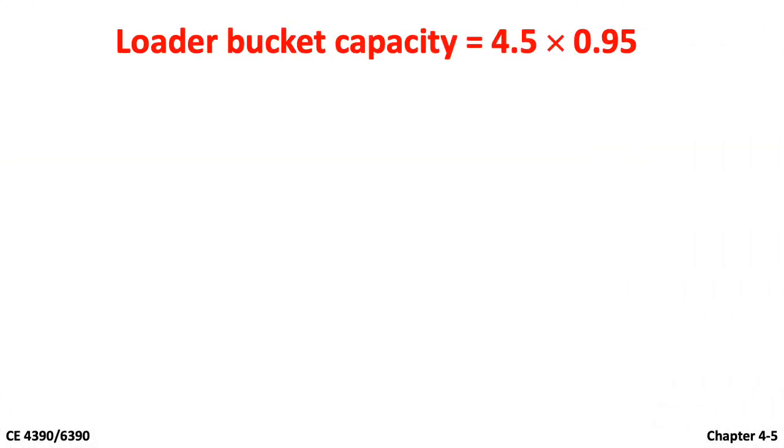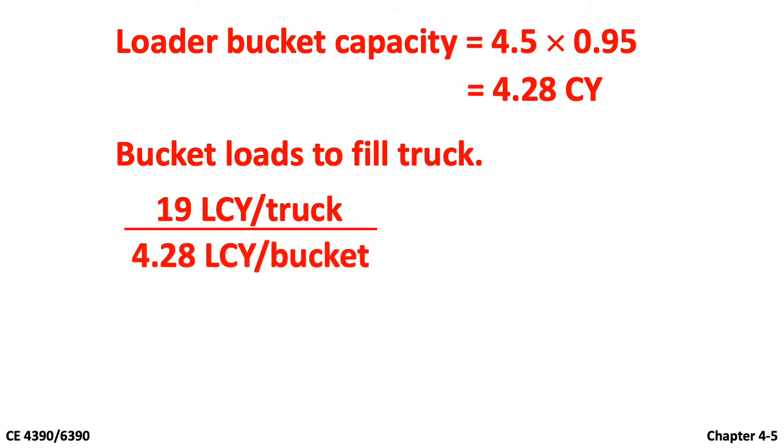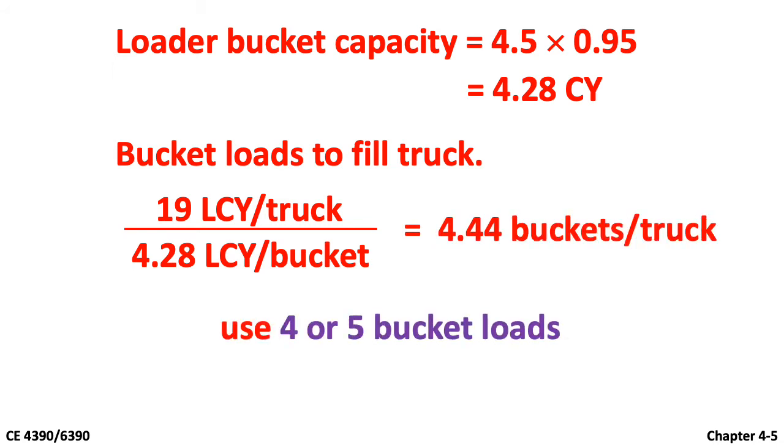To calculate the bucket capacity, you multiply the bucket volume of 4.5 cubic yards by the fill factor 0.95, so we get 4.28 cubic yards. Now we calculate the bucket loads. It is equal to the truck capacity, 19 loose cubic yards per truck, divided by the bucket volume, 4.28 loose cubic yards per bucket. So we get 4.44 buckets per truck. So should we use 4 or 5 bucket loads?